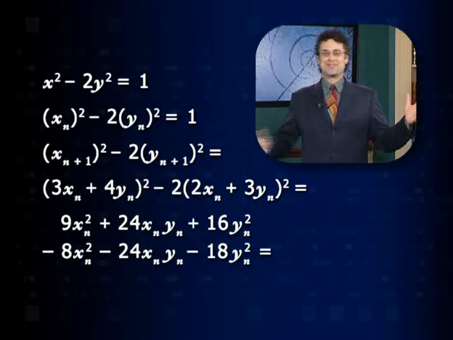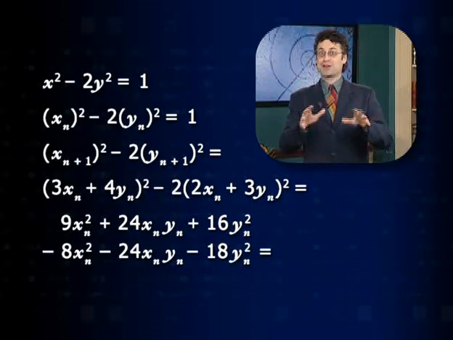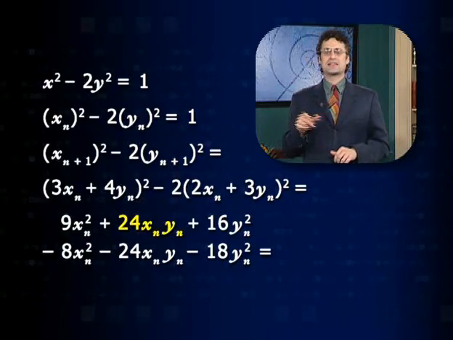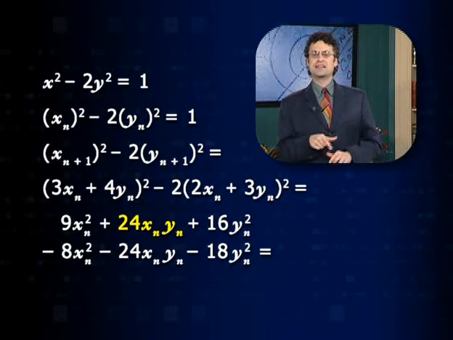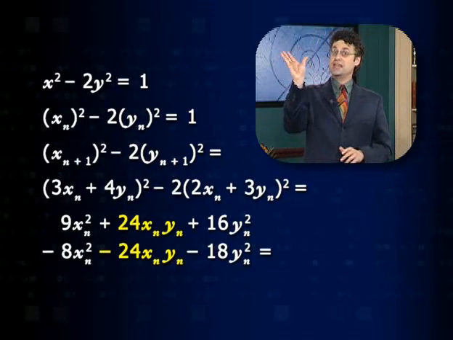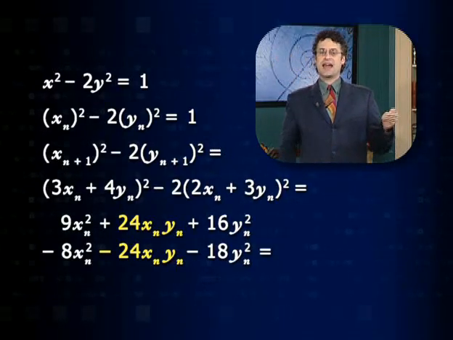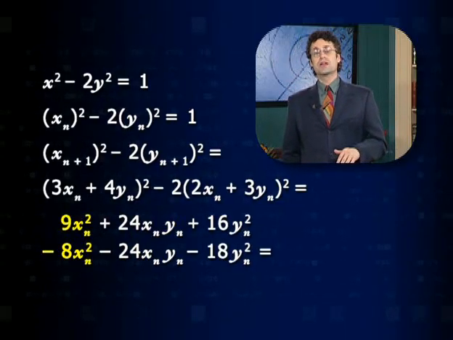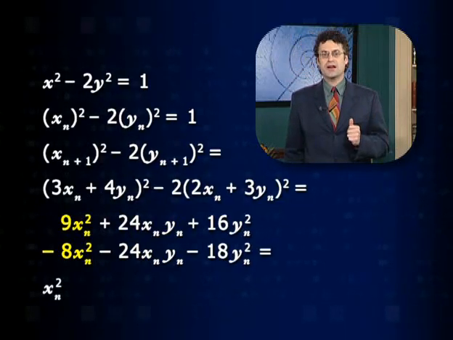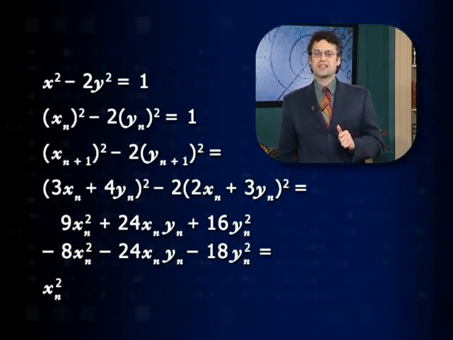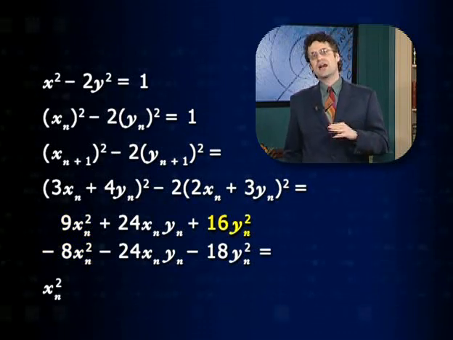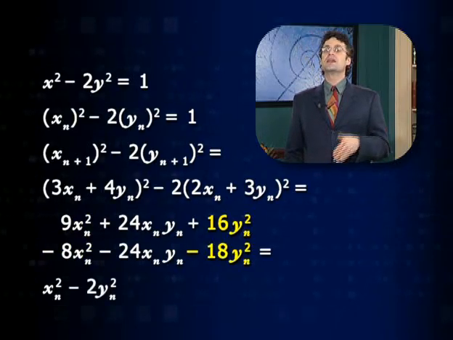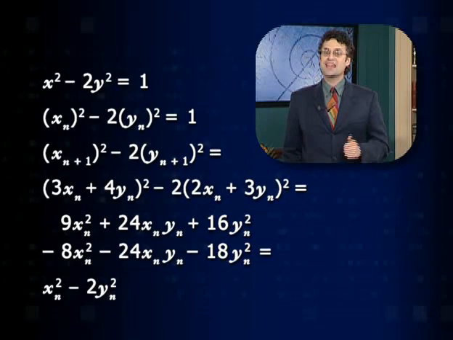And isn't it marvelous to see all those symbols running around, especially since we're not going to be tested on it? Notice that we have a 24xn yn, and then I'm subtracting 24xn yn, so they cancel out. They add to give 0. And I have a 9xn squared, but then I subtract 8xn squared. That leaves me with just xn squared. And then finally, you'll notice that I have 16yn squared minus 18yn squared, which gives me a net result of negative 2yn squared. And so look what I get.